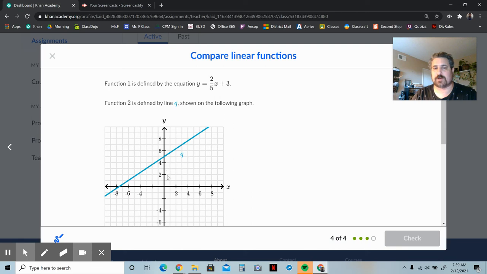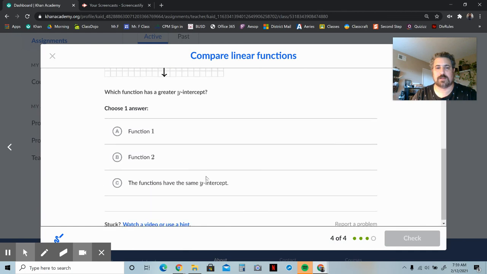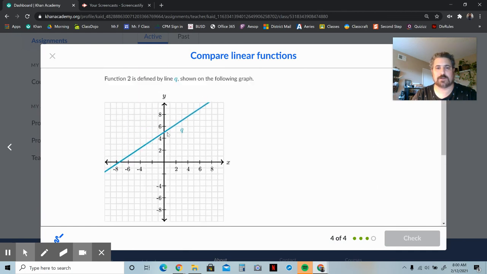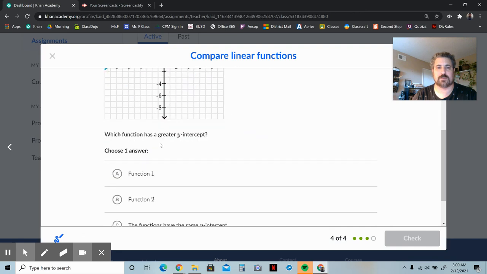That's not really a hard question, right? The y-intercept for q is 5. The y-intercept for the equation up here for function 1 is 3. So obviously q has a higher y-intercept than that. So which has a higher y-intercept? We would say function 2, which is line q.